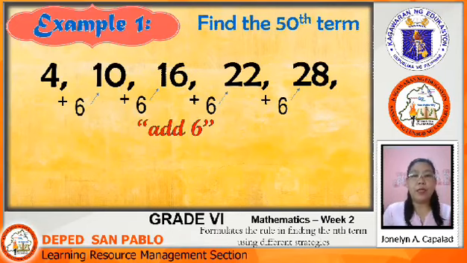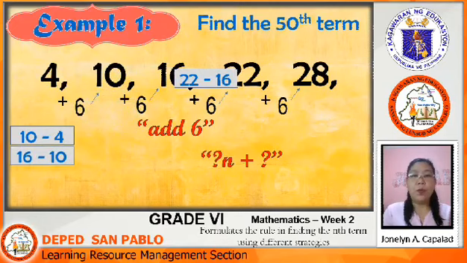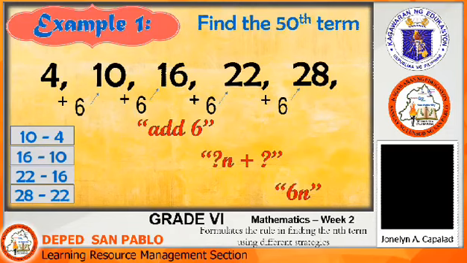The nth term of a sequence is written in the form n plus ?. The number in front of the n is the difference of a term and its previous term. In our example, we have 10 minus 4, 16 minus 10, 22 minus 16, and 28 minus 22. All these give a difference of 6. Since the difference is 6, the first part of our rule will be 6n.